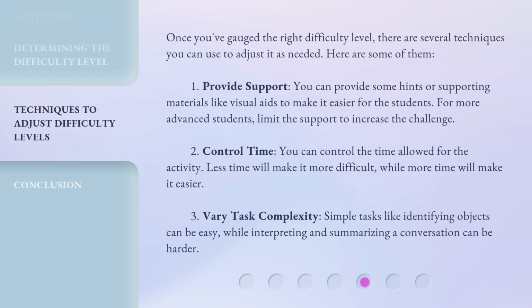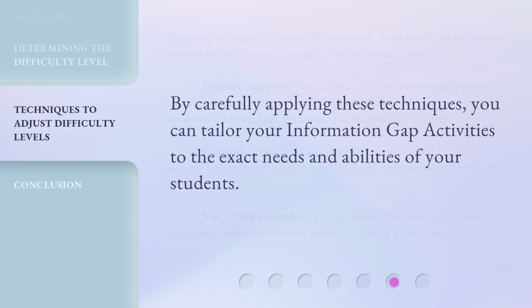3. Vary task complexity. Simple tasks like identifying objects can be easy, while interpreting and summarizing a conversation can be harder. By carefully applying these techniques, you can tailor your information gap activities to the exact needs and abilities of your students.